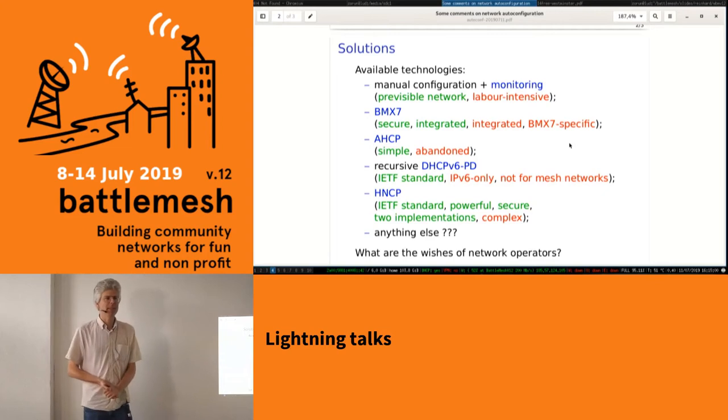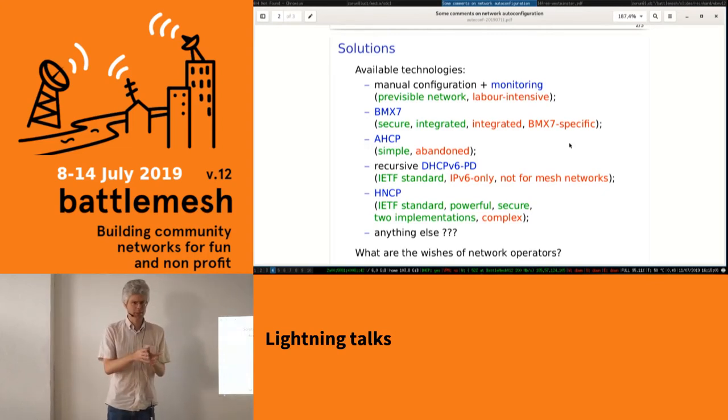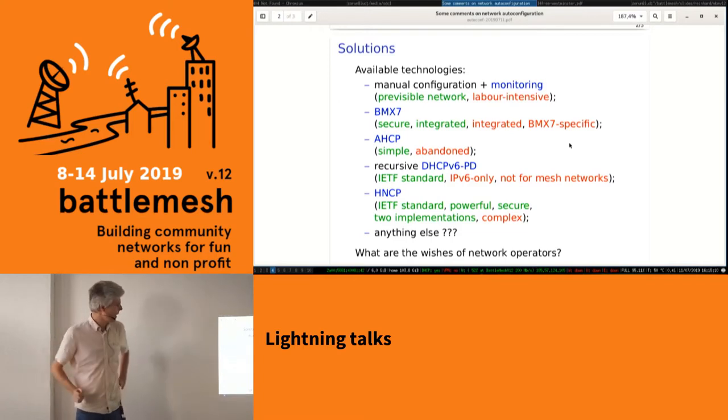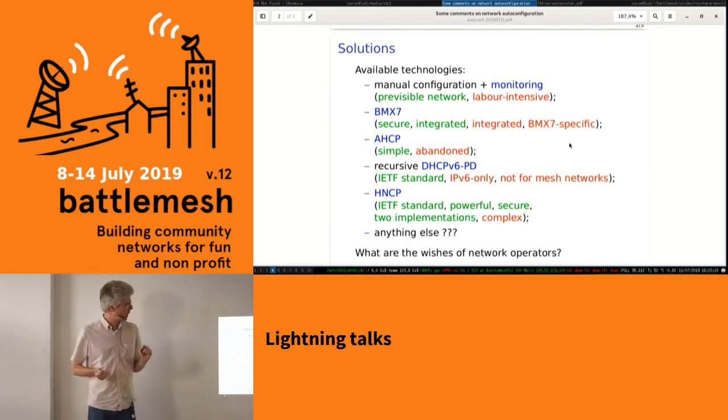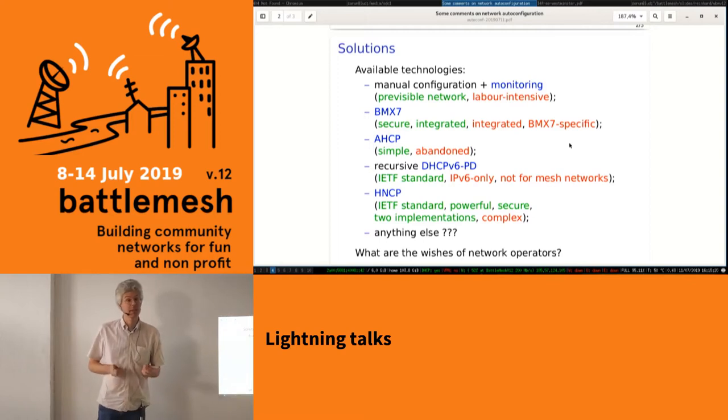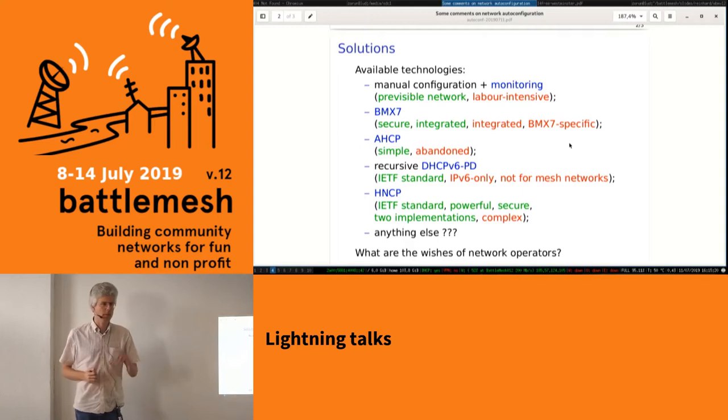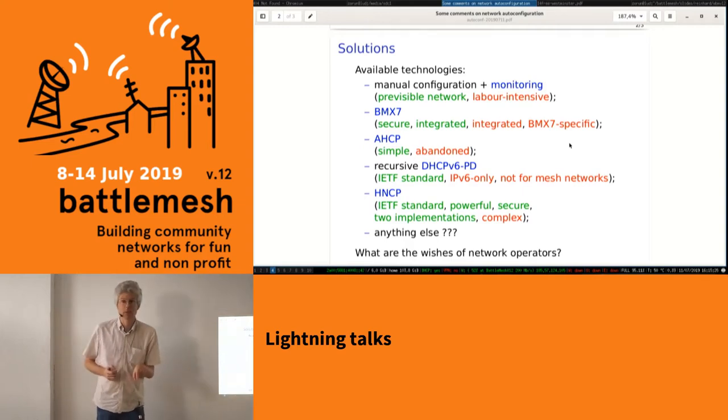There's the BMX7 solution. I don't know, have you heard about BMX7? Some of you might have. And the idea is to have everything integrated with the routing protocol. I'm simplifying, I know. So you get something that is secure, because the BMX7 people have done very serious work on security, that's fully integrated with the routing protocol, which is cool, but you get something that is fully integrated with the routing protocol, which is horrible.